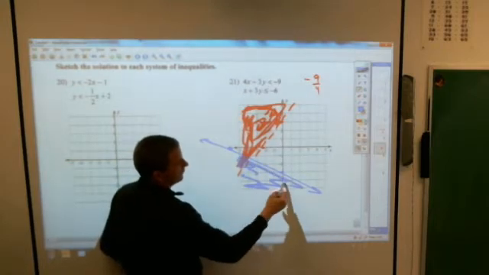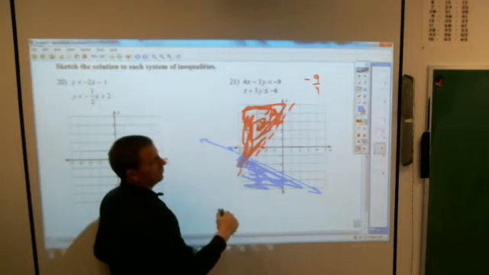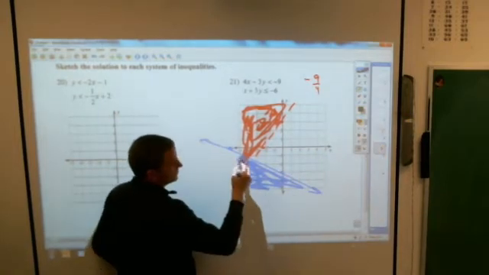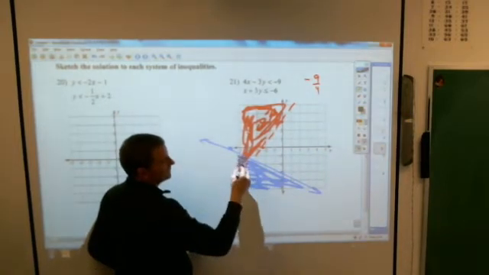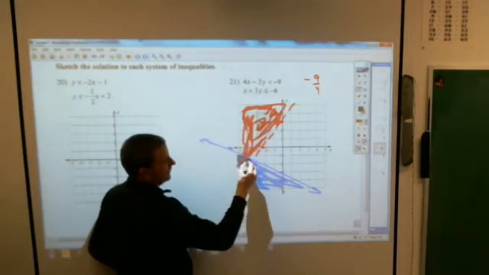And lo and proverbially behold, the answer to this is where their overlap is, which happens to be right here. This little sliver. Little sliver of a graph piece.